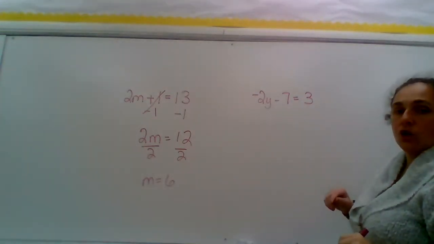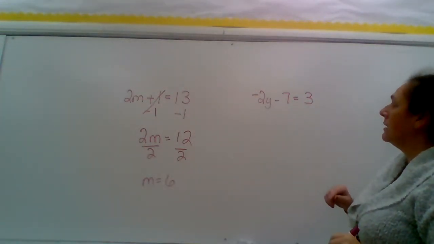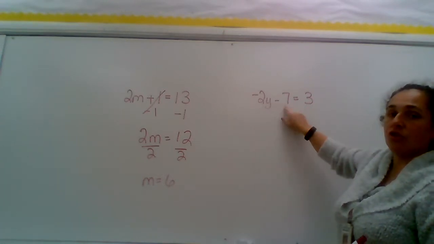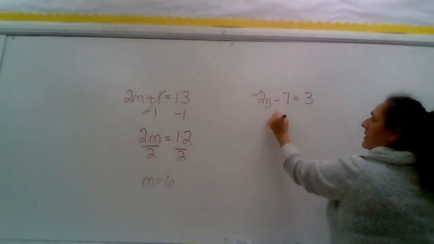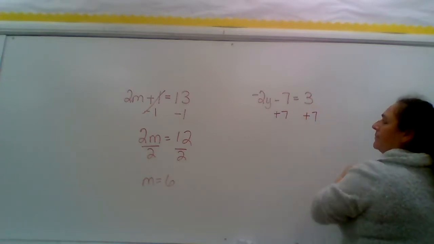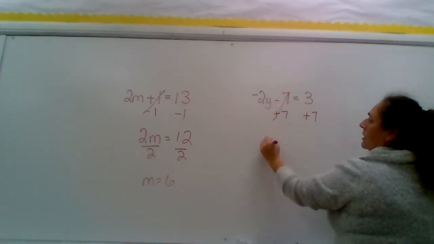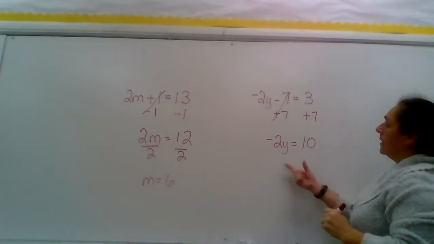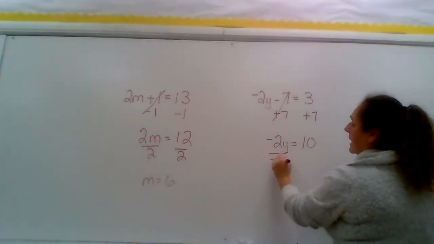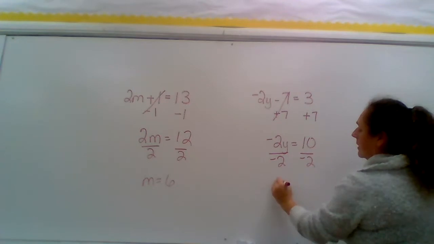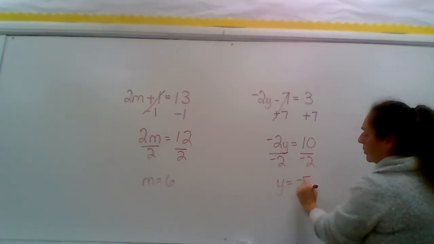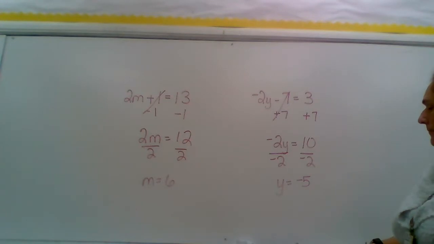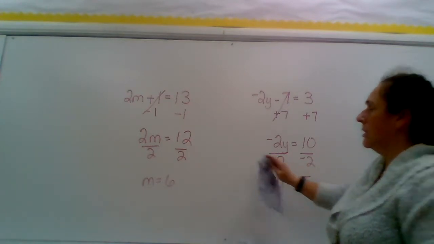Okay, we have negative 2y minus 7 equals 3. Here's your variable. The one that's least attached is your minus 7, so we're going to add 7 to both sides. So here, you're going to be left with negative 2y is equal to 10. Now you will divide by negative 2 to undo that, and y would be equal to negative 5. Okay? All right, I want to do one more.